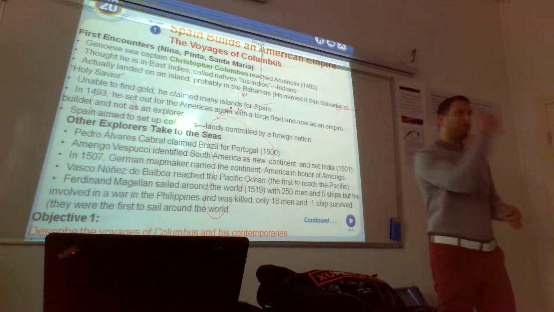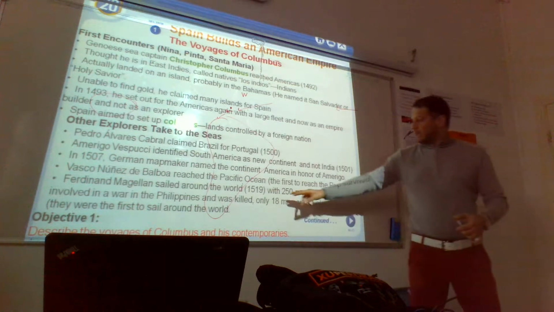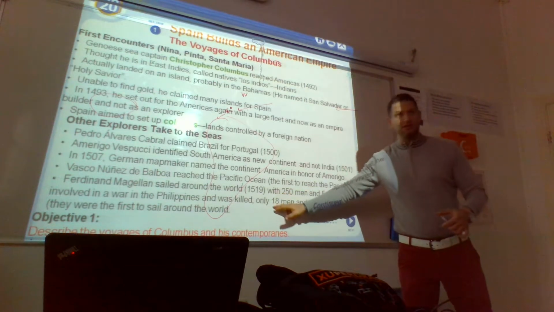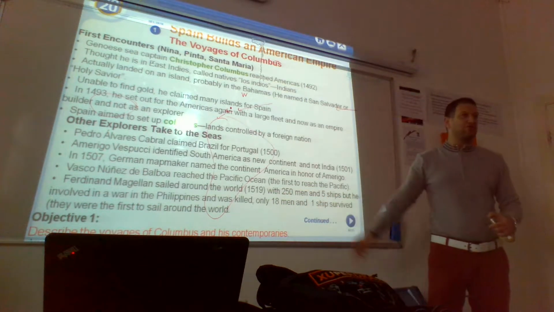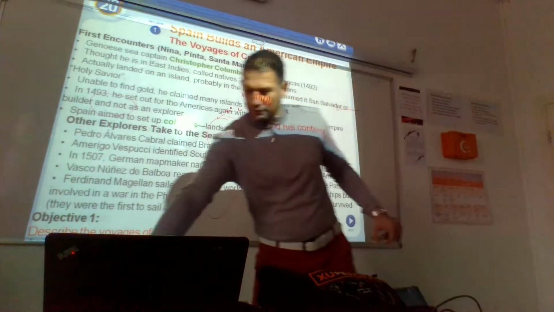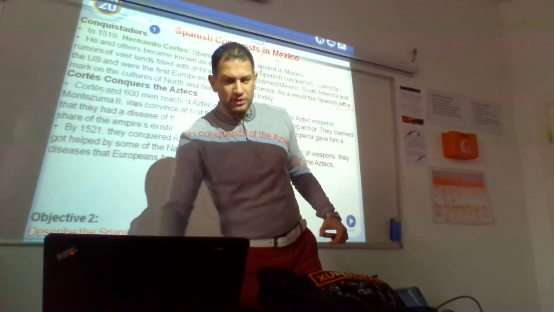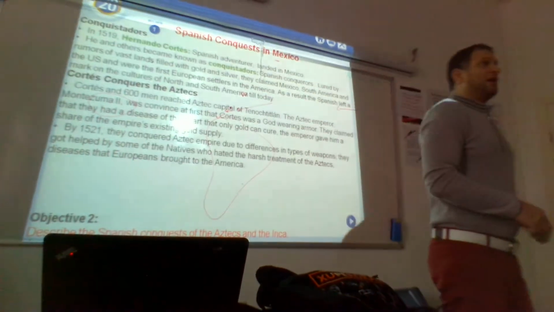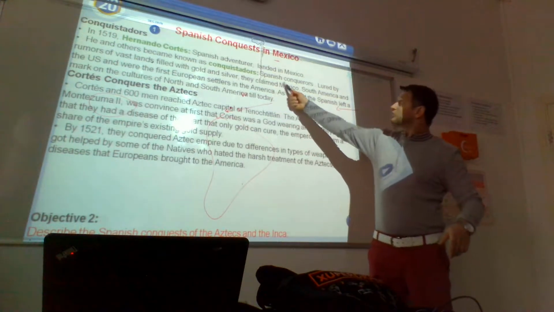So after 2 years of a long journey around the world, out of 250 men, only 18 survived, and out of the 5 ships, only 1 ship actually survived. So we're done with objective number 1. Let's go for the conquistadors, or the conquerors.